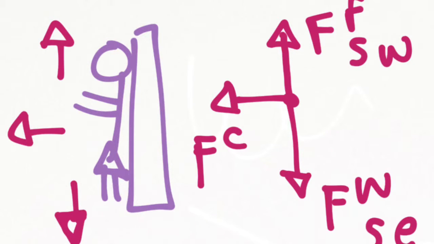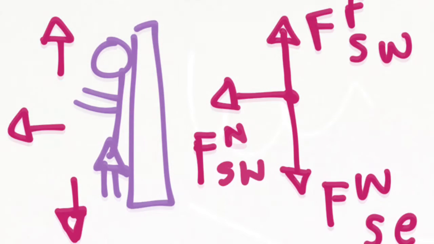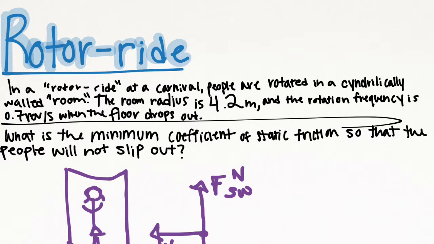And then we have a centripetal force going towards the inwards of the ride, which is actually a normal force that is against the wall. So if we go back to our original problem, we know the angular velocity and the radius, but we need to find the minimum coefficient.